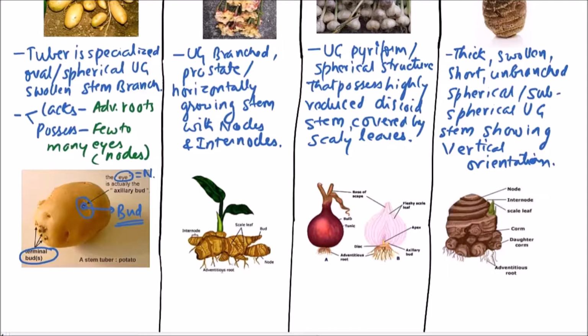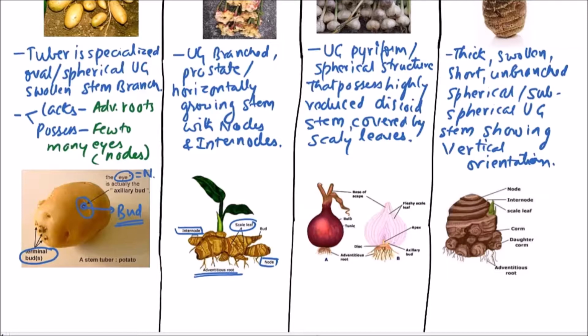This is the structure of rhizome. We can observe the nodes and internodes. And these nodes and internodes are covered by scaly leaves. These are adventitious roots which are coming out from the lower portion of the nodes.